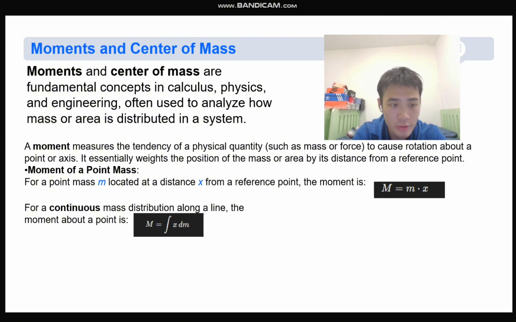So to explain the moment of a point mass. For a point mass m located at distance x from a reference point, the moment is upper M equals m times x. For a continuous mass distribution along a line, the moment about a point is upper M equals integral x dm.